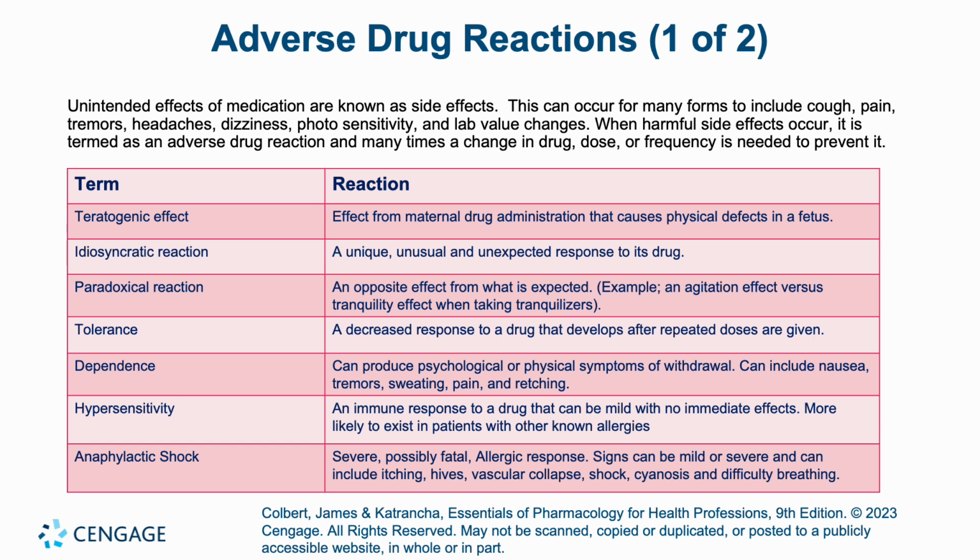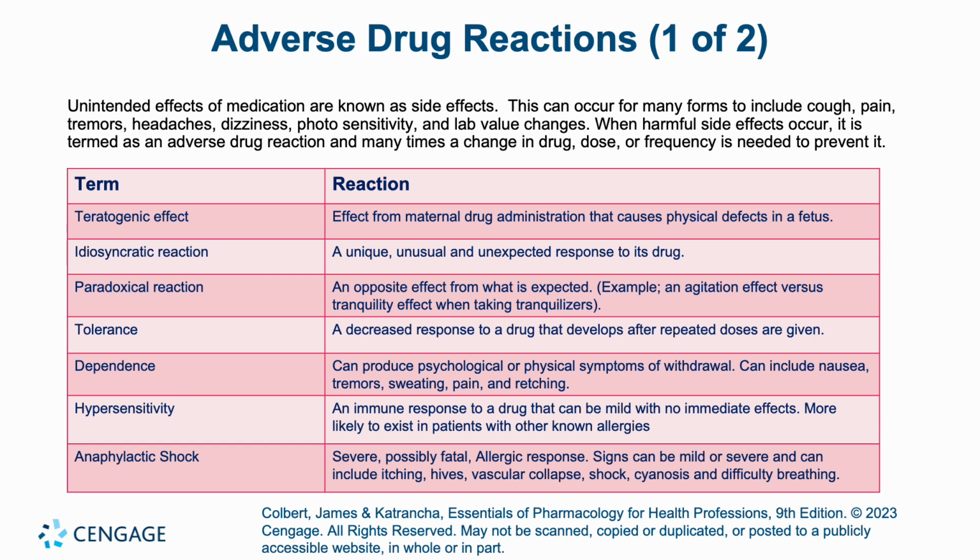Dependence is relying on a medication, the body is depending on it, and it can produce physiological or psychological symptoms of withdrawal. So let's say, for example, someone's on a narcotic. If they are on that frequently and then they aren't on it anymore, it can cause symptoms of withdrawal, including nausea, tremors, sweating, pain, retching, vomiting, that kind of thing.